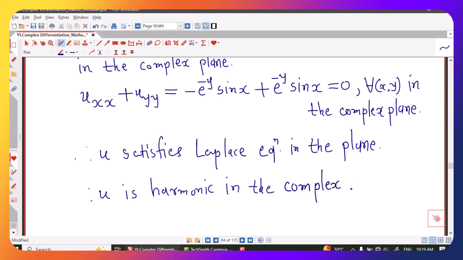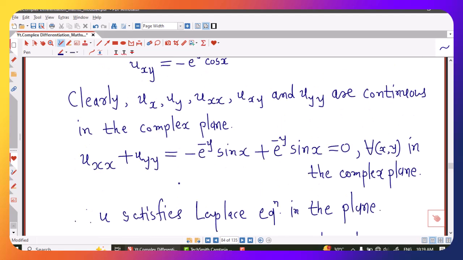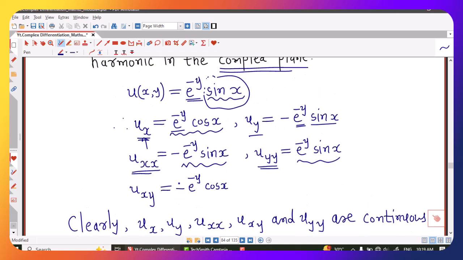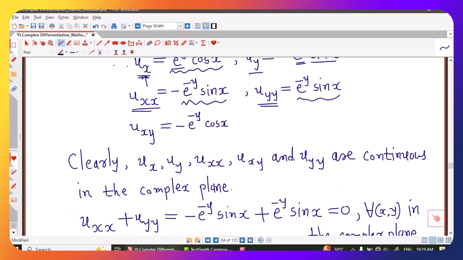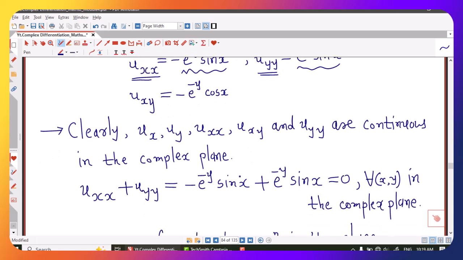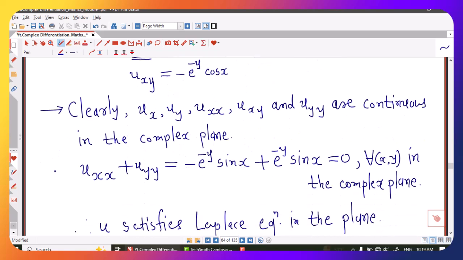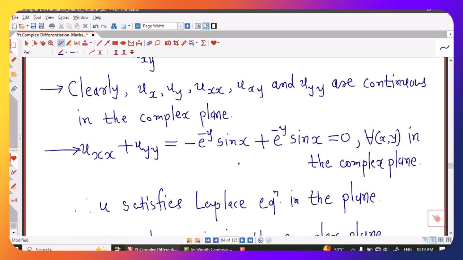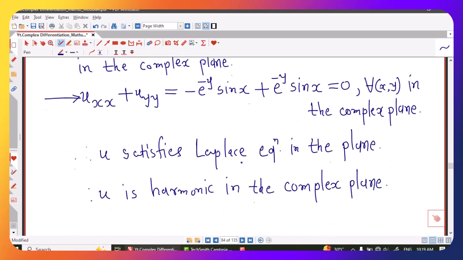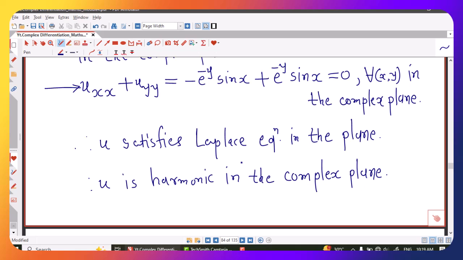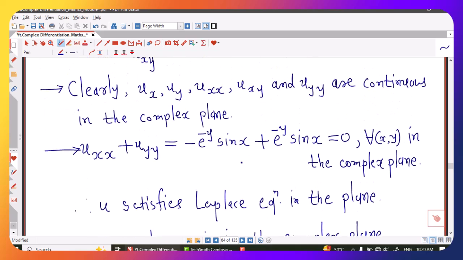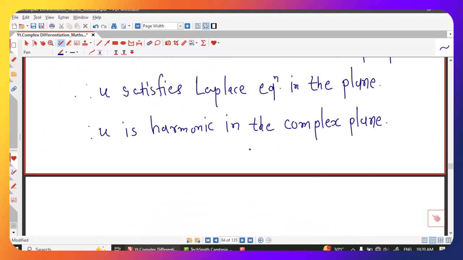So we can see that it is very easy to check whether a given function is harmonic in the given domain, and all we have to do is first obtain first and second order partial derivatives, then check two conditions. First condition is continuity of first and second order partial derivatives of u, and second condition is Laplace equation. If these two conditions are satisfied, then our function is harmonic in the complex plane, and if any of these two conditions is not satisfied, then u is not harmonic.